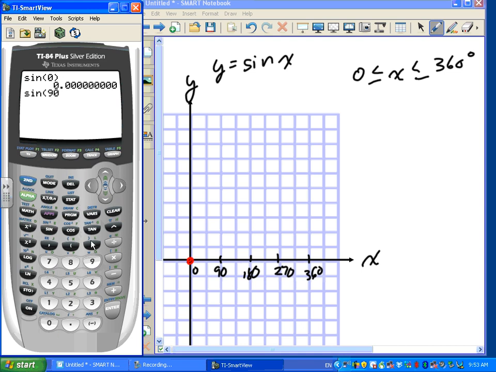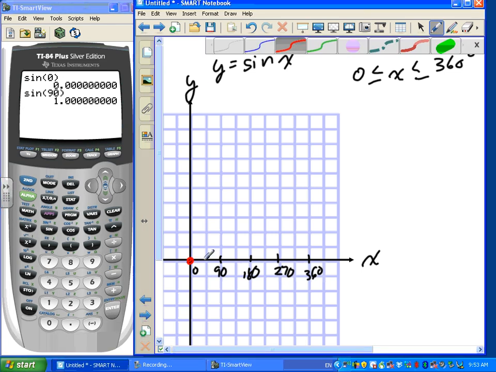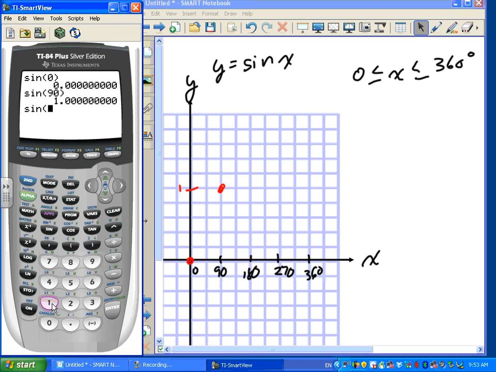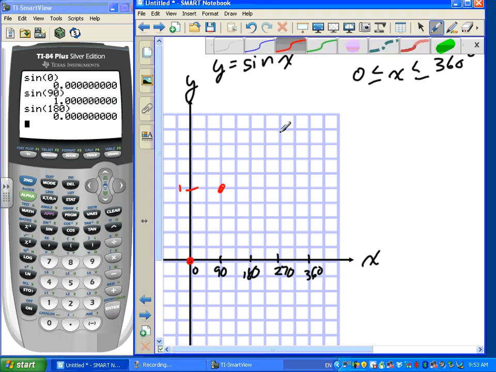Sine at 90. One person did start to figure this out. I was very impressed. Sine at 90 is what? 1. So, when I'm at 90, oh, I forgot to draw 1. I did that. There's 1. But I didn't do it. Sine at 180. Make sure you guys watch this. Sine at 180. 0 again. There we go. I have another point.